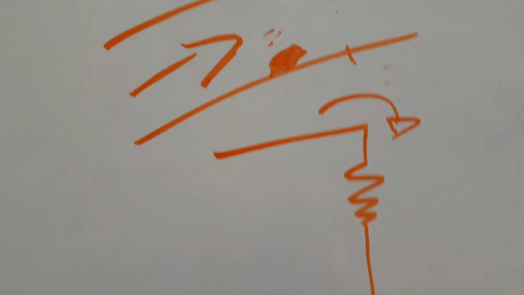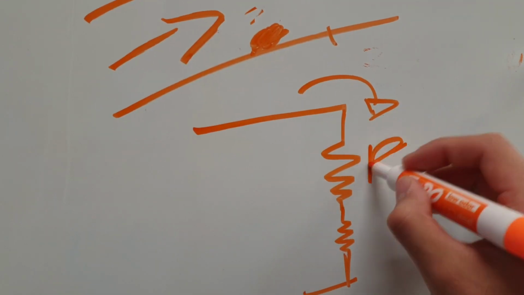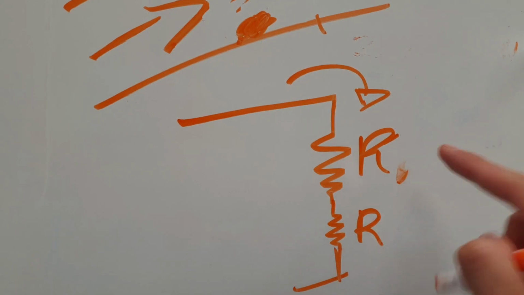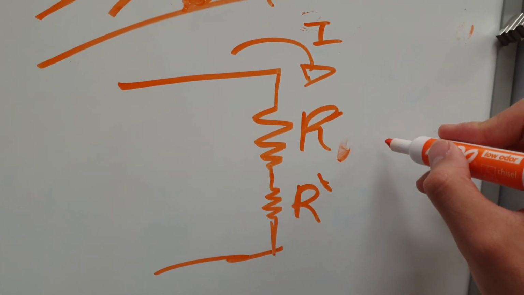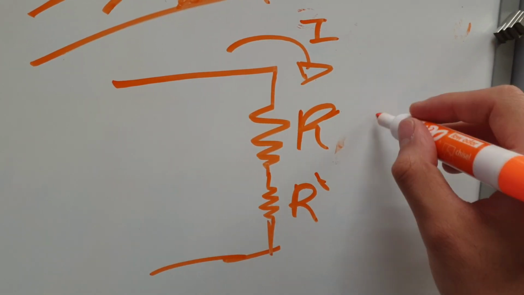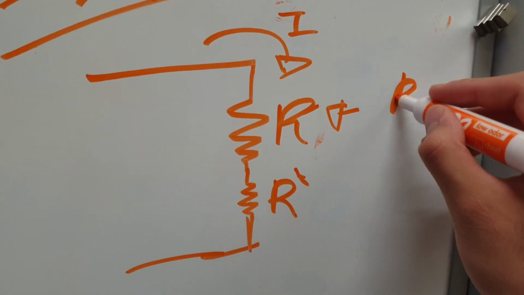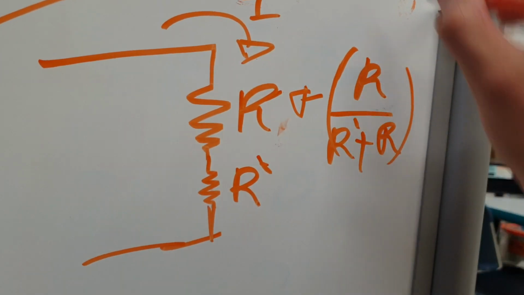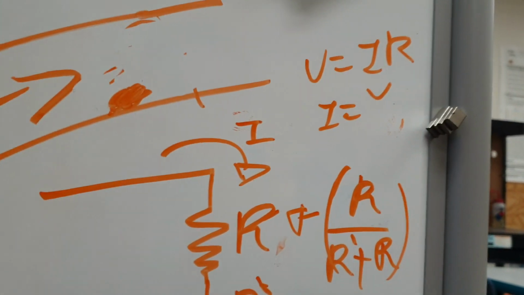So if we have this current measuring device, and let's say we want to measure a current going through this resistance R, and R prime is our measuring device's resistance. Due to the current law, the current at this resistance is going to be R over R prime plus R times V equal IR. So I equals V over R.